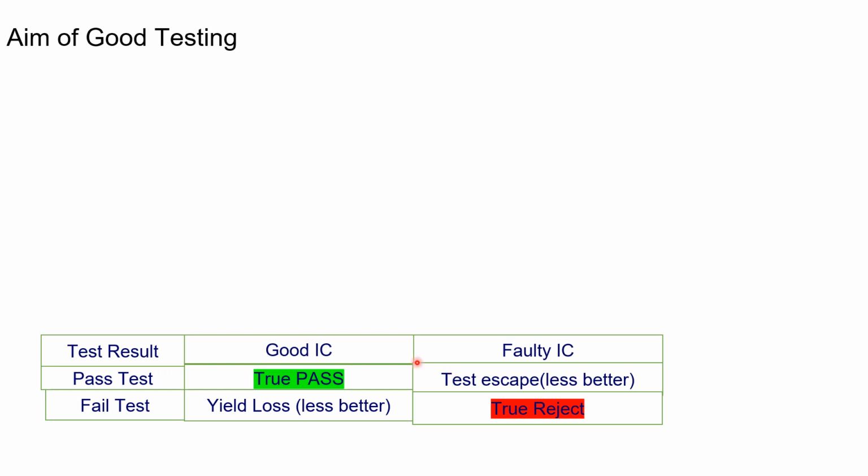Faulty IC, the test is passing, but the IC is faulty, right? And let's say I'm a bad person, you conduct an aptitude test for me, and I pass the aptitude test. That means there's some fault in the test. It's what we call test escape. That has to be very less.